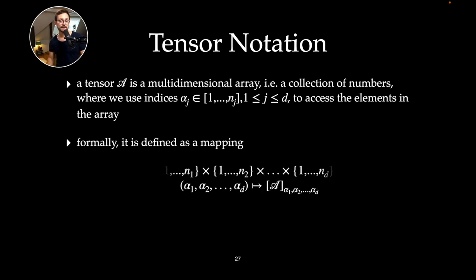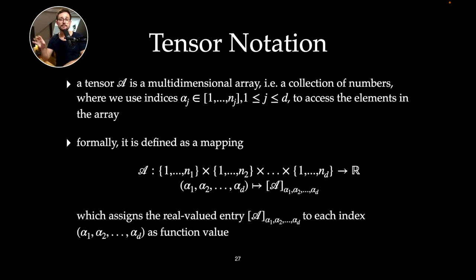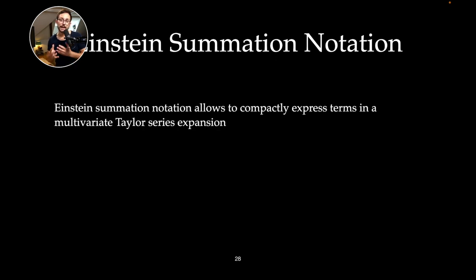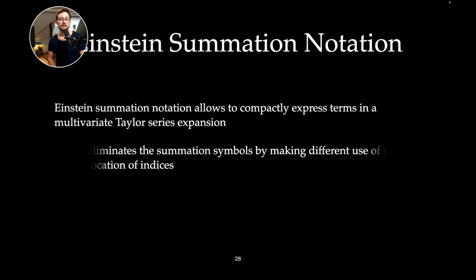Now, formally, this is a mapping defined between those indices, and they assign a real value entry, which I will always denote with square brackets. And the indices, which exact indices I'm using, are written as an index here. So alpha 1, alpha 2, whatever. Now, Einstein summation notation is a very compact way to express terms in a multivariate Taylor series expansion. And here it is important to look where the indices are, whether they are on top or on the bottom of those square brackets.